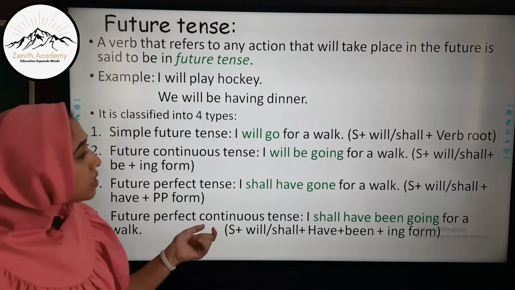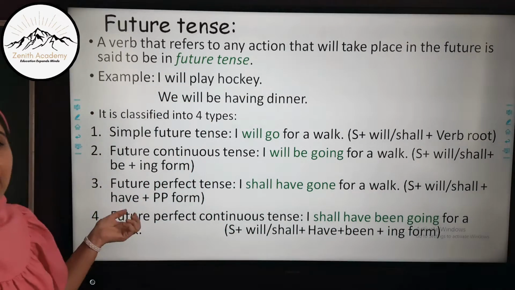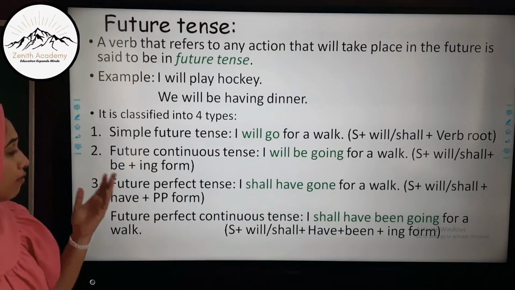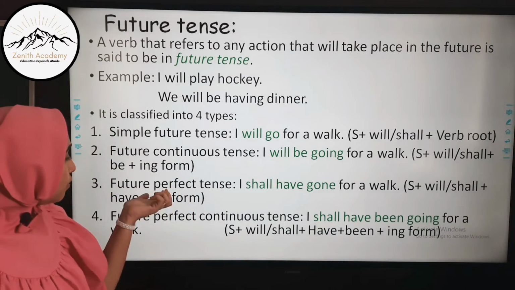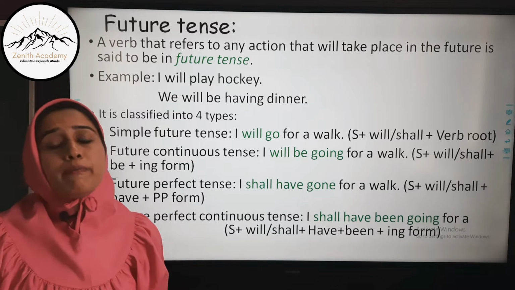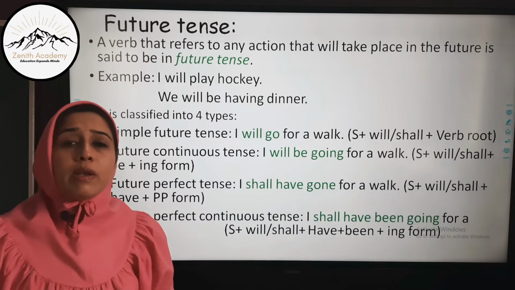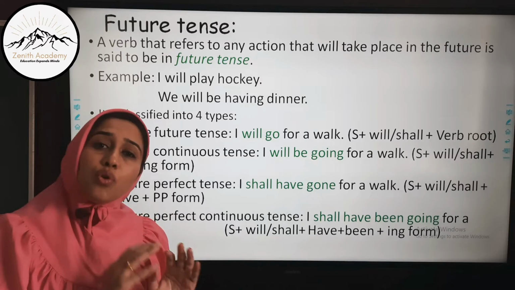The formula for this is subject, will or shall, have and past participle form. And one thing to remember, that whenever there is perfect tense, you have to use the past participle form of the verb, whether it is in present, past or future. The verb will be in the past participle form because we are conveying that the action is over.